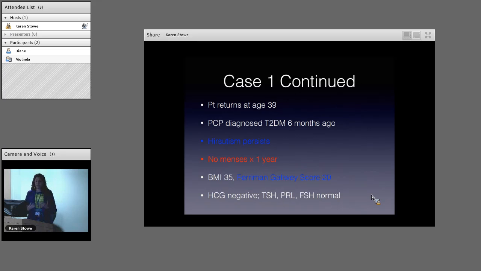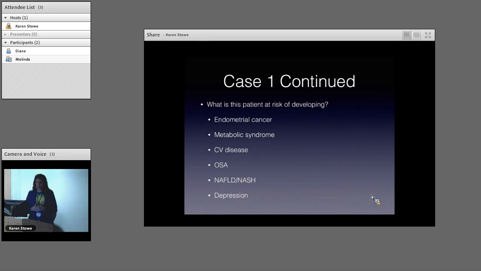But the key is, even though she has high insulin levels, metformin isn't a first-line agent for this patient. It's not effective, number one, at treating the hyperandrogenism, which is her primary complaint.